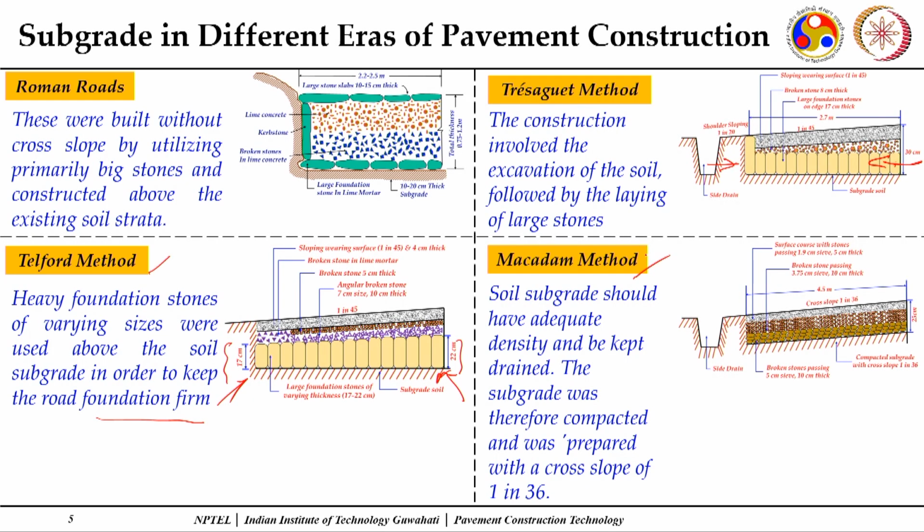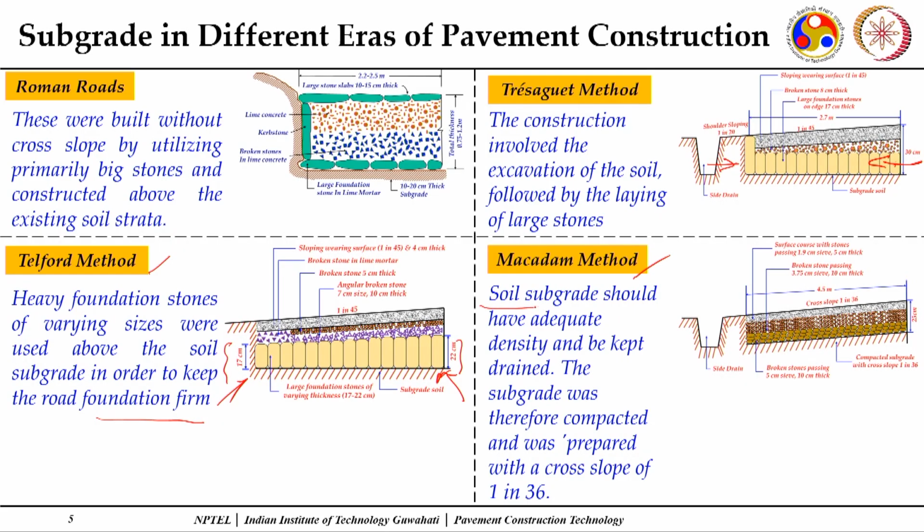Now when the macadam method came, till that point, whatever the new construction was, that was given more emphasis. But when the macadam method came, the emphasis was given on the ground where all these layers are going to come. So the soil subgrade is the layer over which the upcoming layers of your pavement crust will come. It says that soil subgrade should have adequate density and be kept drained.